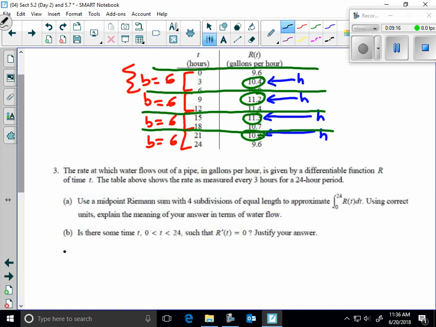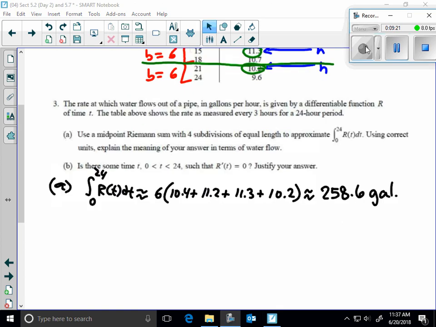So for part A, I'm going to go off camera for a moment and write all these down. Okay, so check out what I did. I've approximated the area under the curve for this rate r of t from 0 to 24. And instead of multiplying 6 by 10.4 and 6 by 11.2 and 6 times 11.3 and 6 by 10.2, because they each have an equal base or an equal width of those subintervals, I can just add all those rates up and multiply them by 6. I get 258.6 gallons.